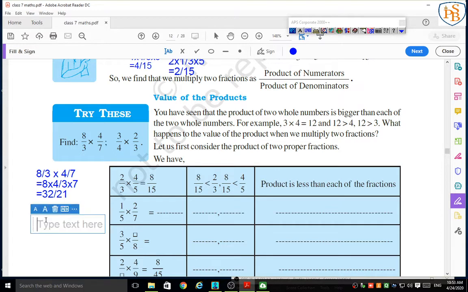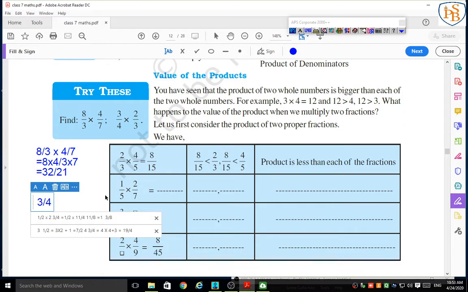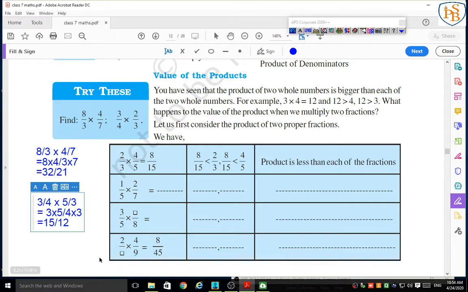What is the answer of the second question? The second question is 3 upon 4 into 2 upon 3. The next step to find the answer is 3 into 5 upon 4 into 3. So we get 3 5s are 15 and 4 3s are 12. So my answer is 15 upon 12. Look here carefully.